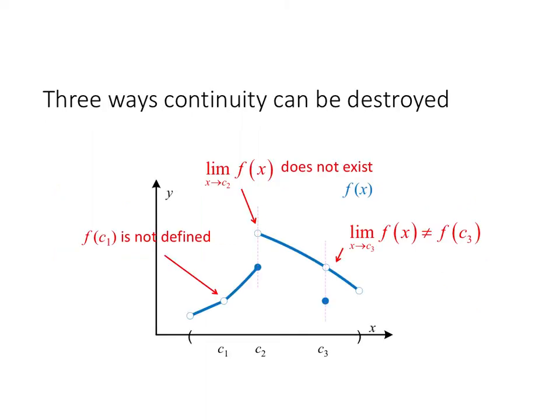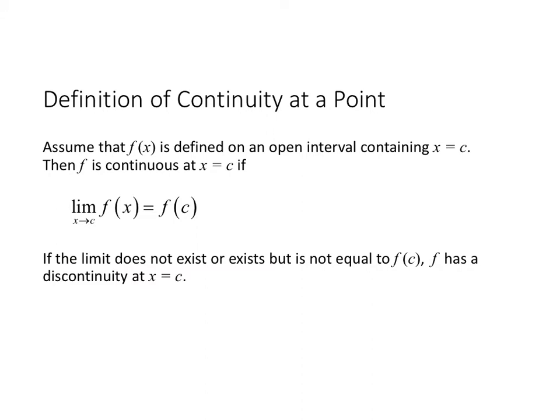So these three ways can be described in terms of limits and function values. In the first case, the function value is not defined. There's no function value at c1. In the second case, the limit does not exist. There's a jump there. And in the third case, the limit exists, but it's not the same as the function value. The function value is defined to be lower than the limit in this example. So this brings us to the formal definition of continuity.